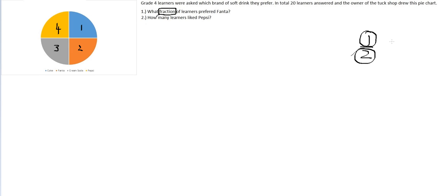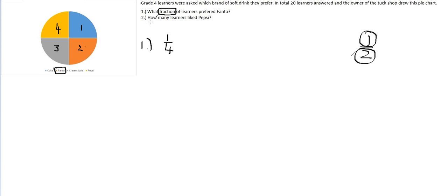So let's have a look. For our pie chart, it is divided into 4 pieces. 1, 2, 3, 4 pieces. So the 4 is going to be our bottom number. It's out of 4. How many of those pieces belong to Fanta? Fanta is the orange piece. Maybe because Fanta is orange. There we go. And we've only got 1 piece. And there's the answer for our first question. 1/4 of learners preferred Fanta.